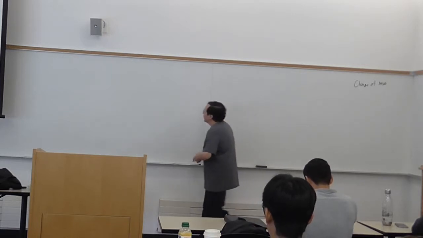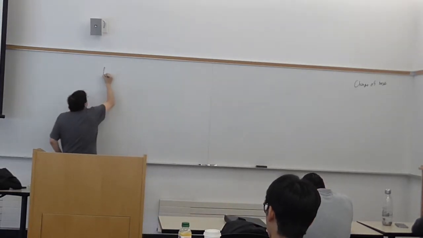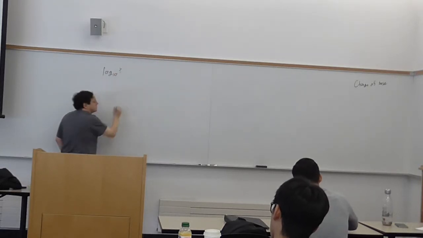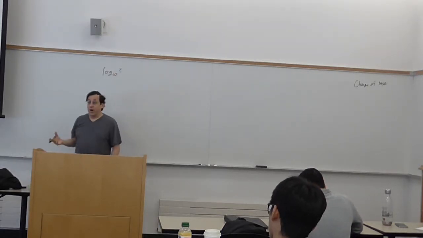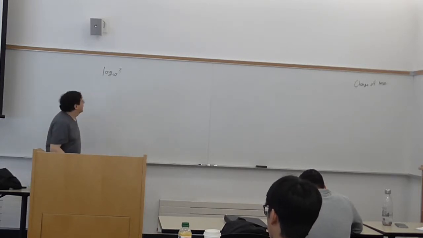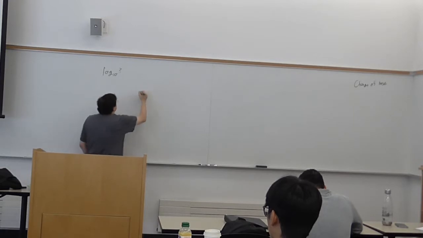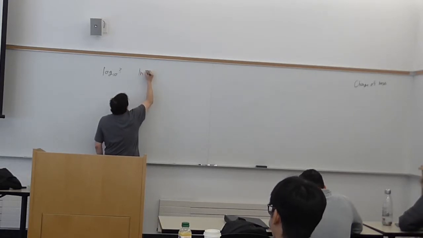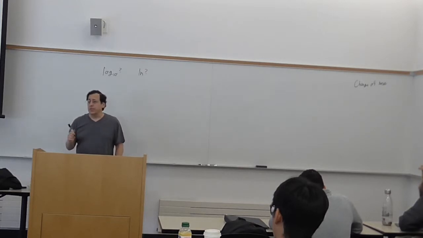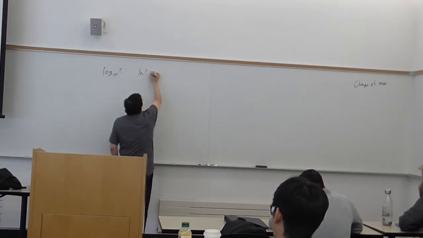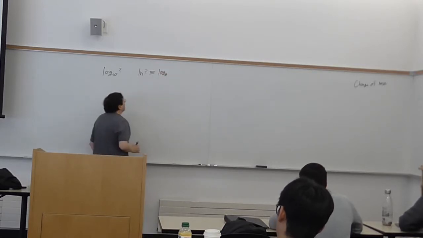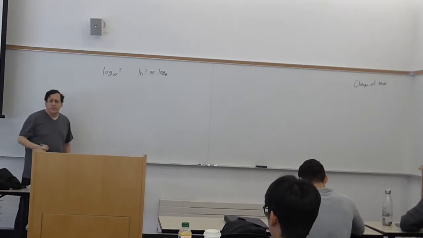So, if I write log to the base 10 of something, that's unambiguous, right? It's very clear. If I write ln of something, that should be clear. This is just equivalent to log to the base e of something.